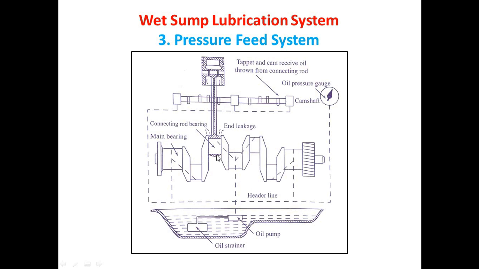Whenever the pressurized lubricating oil comes in contact with the connecting rod, it lubricates the connecting rod. Now this connecting rod, whenever it is having its reciprocating action, splashes or throws that lubricating oil towards the camshaft. So here you can see that there is a tappet and cam which are receiving the oil thrown by the connecting rod. So in this way, this particular pressure feed system is working.